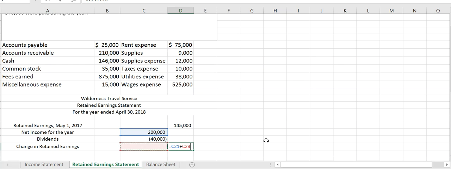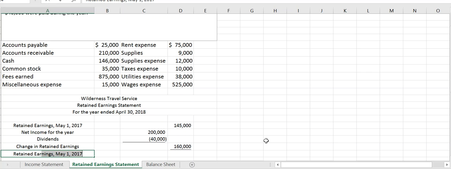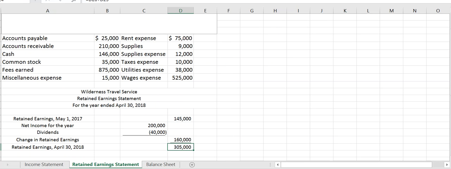So we had $200,000, but we gave $40,000 away. So that means we are retaining $160,000 of our earnings during this fiscal year. So since this is a positive number, we're going to add this to our beginning balance in retained earnings in order to calculate our retained earnings as of April 30th, 2018, the end of our fiscal year. So at the end of our fiscal year, we have $305,000 in retained earnings. Again, we're going to double underline under that number to indicate that we're not going to add or subtract anything else to that value on this financial statement.